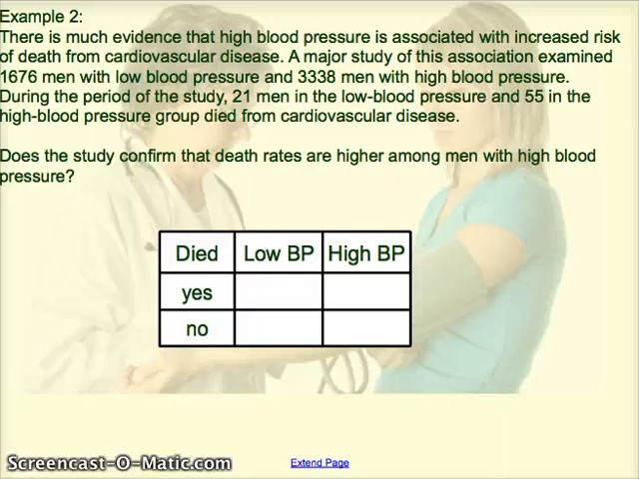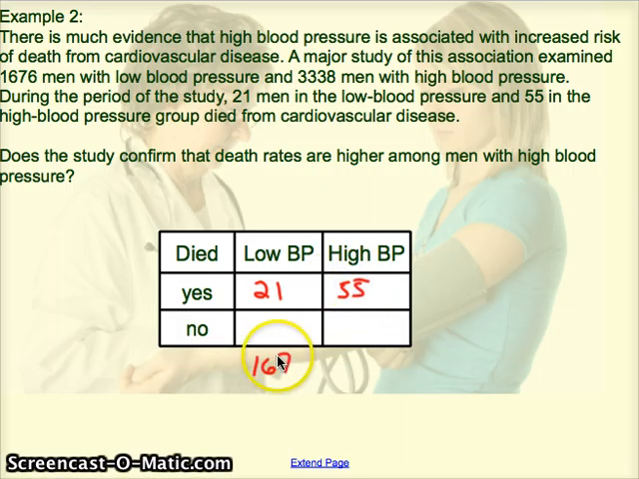So let's organize our data a little bit. The low blood pressure folks, we had 21 die, and of the high we had 55 die. There were a total of 676 with low, so that means 655 didn't die, and there were a total of 3,338 men with high blood pressure. Of those, 55 died, which means 3,283 didn't. So that's the data we're going to use for this significance test.